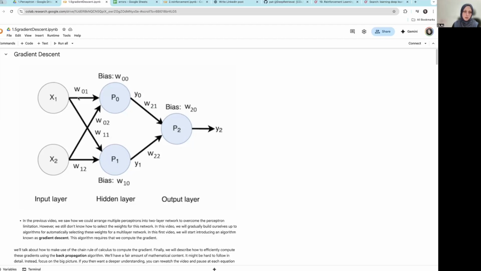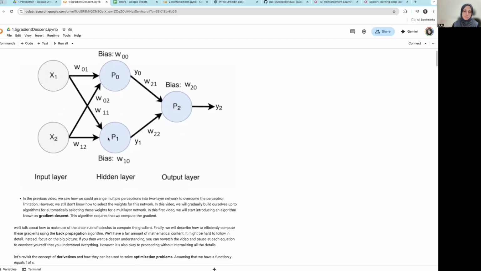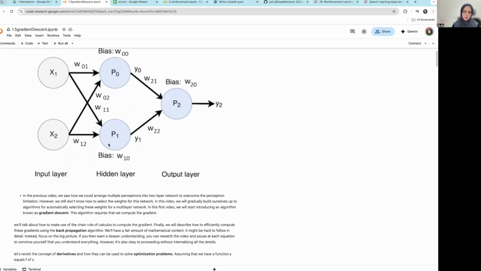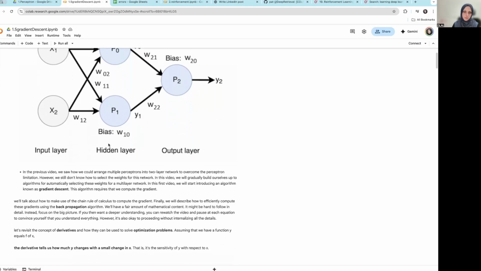And we will start with the backpropagation algorithm, and maybe there will be a fair amount of mathematical content. It might be hard to follow in detail. Instead, focus on the big picture. If you then want a deeper understanding, you can rewatch the video and pause at each equation to convince yourself that you understand everything.